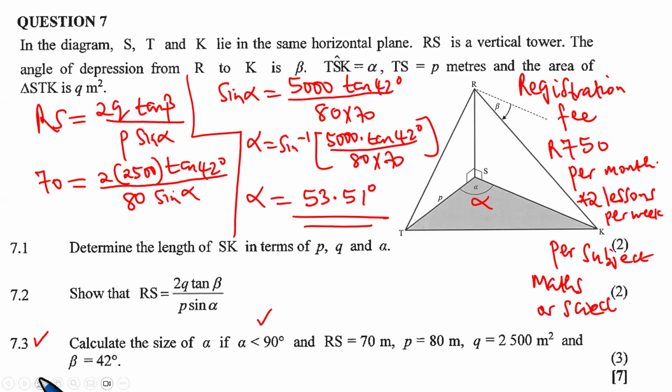You choose whether you want to do maths or science or both. You can do both, obviously, but one subject is 750 Rand per month.